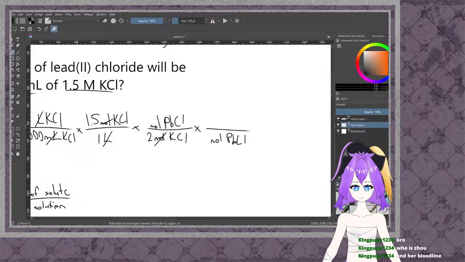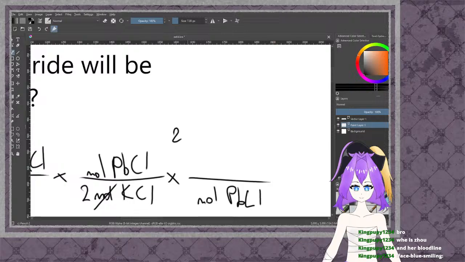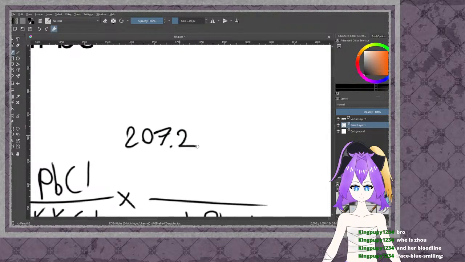So lead on the periodic table. I don't memorize this stuff. Where is lead? It's like bottom middle of the right side. Where are you, lead? Actually, straight up don't see it. I'm blind. There it is. 207.20. So for the molar mass, it's 207.2 plus 35.5. I'm going to round it up, and I'm going to grab my calculator for this one, because I am lazy.